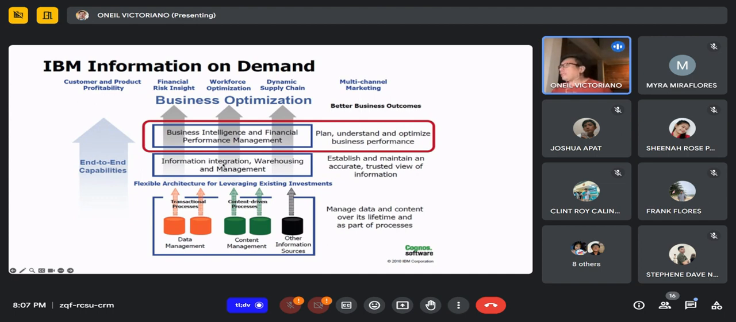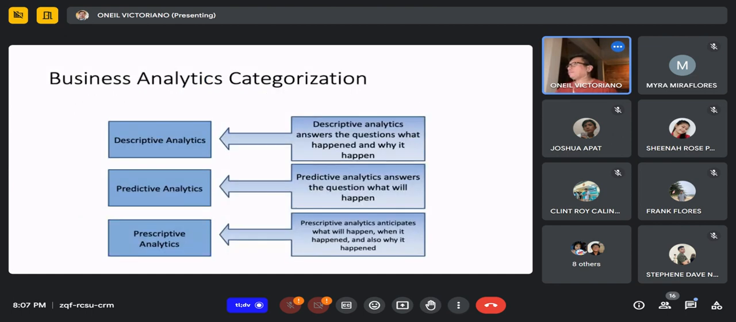So the concept here is that the data insights are really for business optimization. So ganun talaga yung connection niyan. No? So the main idea for analysis or data analytics or BI, business intelligence, is really to gain insights from past data, and of course to get sound decision making for business optimization.